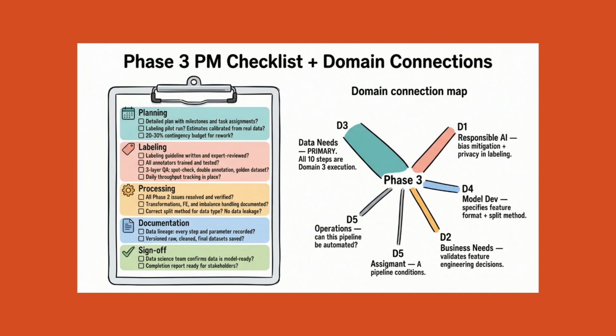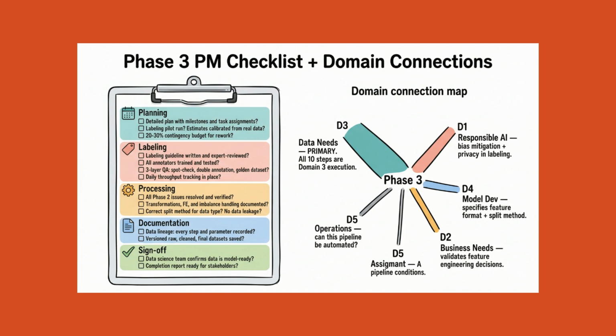For data processing, have all Phase 2 issues been resolved? Have cleaning, transformation, feature engineering, feature selection, and imbalance handling been documented? Has the train, validation, and test split been applied correctly for the data type? Has data leakage been specifically tested for and ruled out? For documentation, is every transformation recorded in a data lineage document? Are version copies of raw, cleaned, and final datasets saved? Is there a Phase 3 completion report ready for stakeholder review?